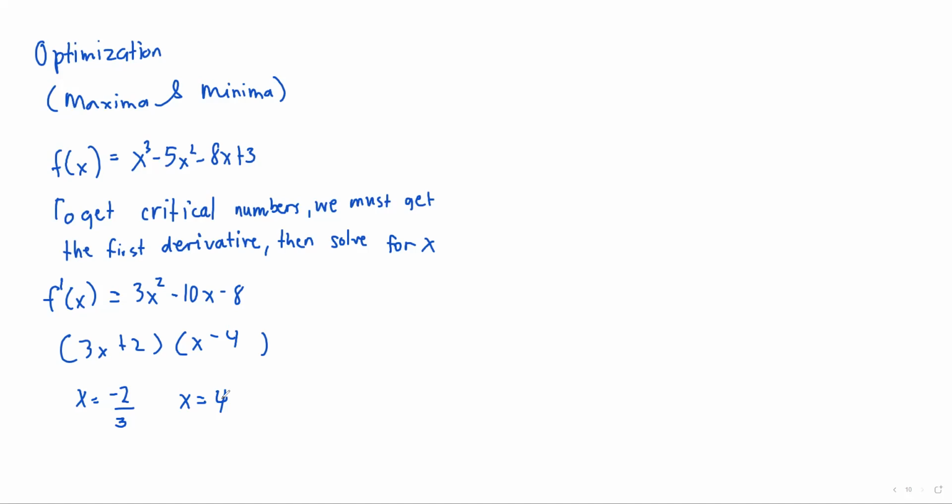So, ngayon, paano natin malalaman kung ano yung relative maxima and then relative minima? So, in first derivative, we only get the critical numbers. Next, we must get the second derivative. Okay? So, to get max and minima, we must solve, of course, second order. So, solve natin yung second order.